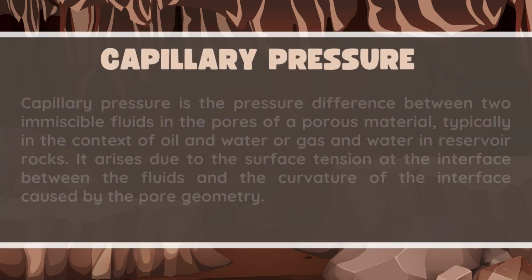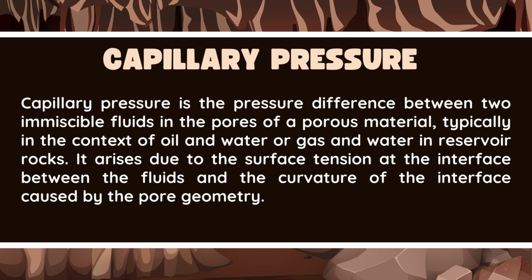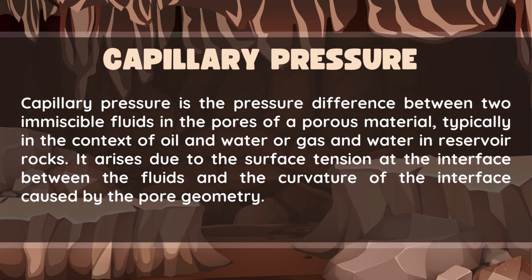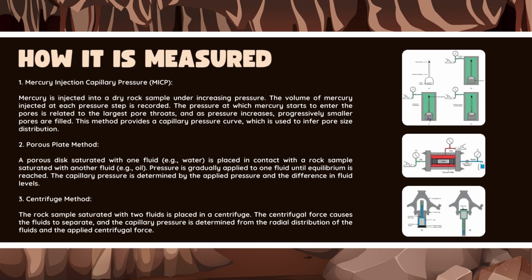Capillary pressure is the pressure difference between two immiscible fluids in the pores of a porous material, typically in the context of oil and water or gas and water in the reservoir rock. Capillary pressure can be measured in three ways: first, mercury injection capillary pressure; second, porous bed method; and third, centrifuge method.